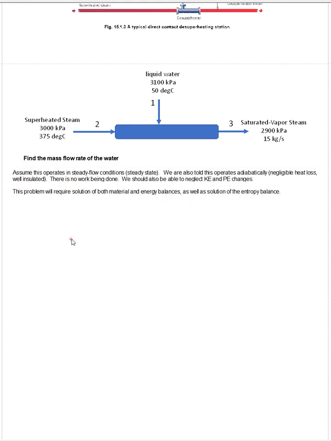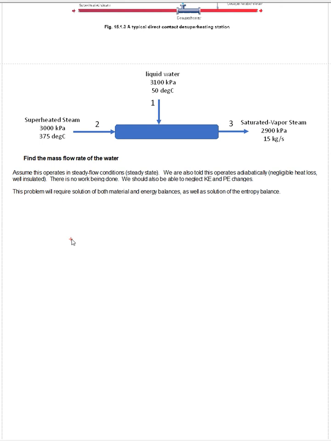Alright, so that's enough introduction. Let's go ahead and reintroduce the problem here. Here is our schematic reproduced. We want to find the mass flow rate of the water. We list our assumptions. We're going to be assuming steady flow conditions, steady state, so there's no change in time with our system.